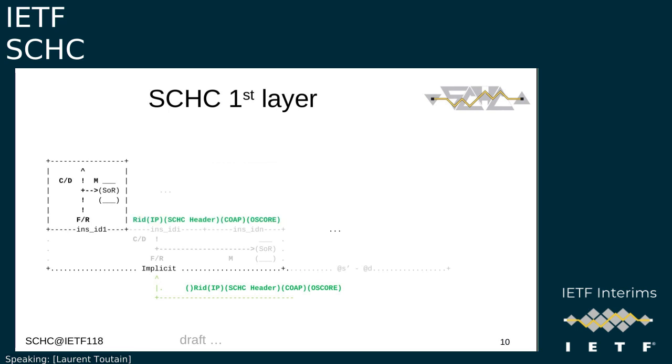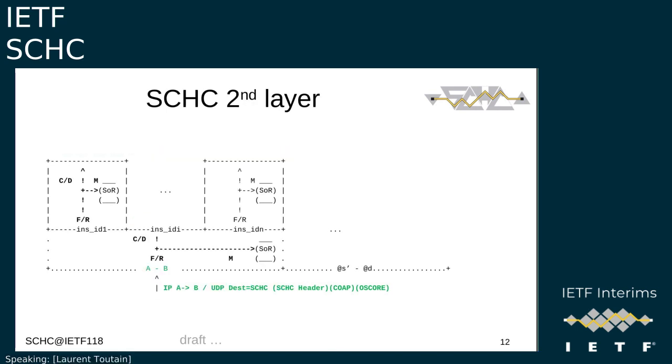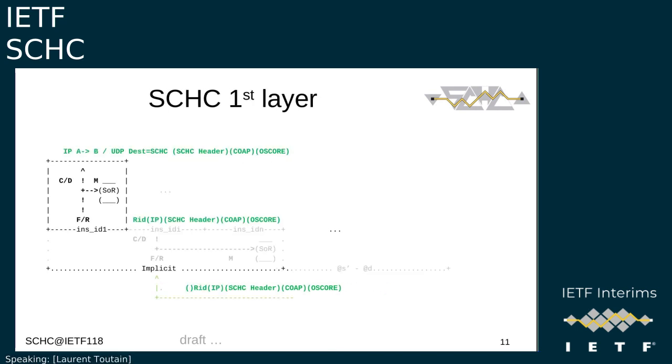And the first thing we do is to decompress the SCHC header. But from the rule, we know that this SCHC header is empty. So we send it to the instance. We have only one instance, an implicit instance. And here we do the decompression of IP. And then at the end, after the decompression, we have an IP packet from A to B with UDP, destination is SCHC, and then the rest is some SCHC residue and payload. So this is the first instance of SCHC.